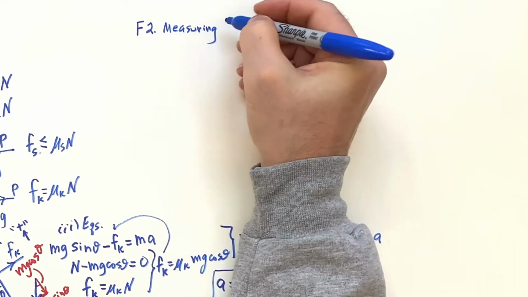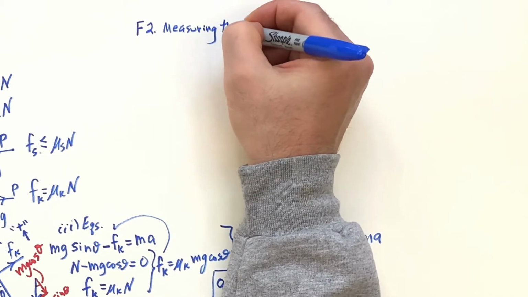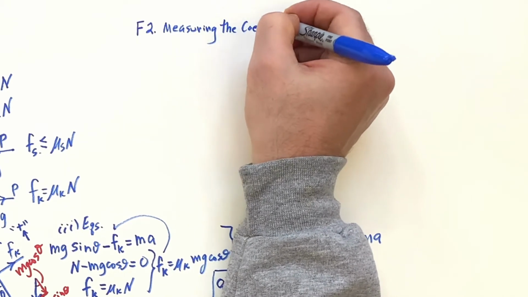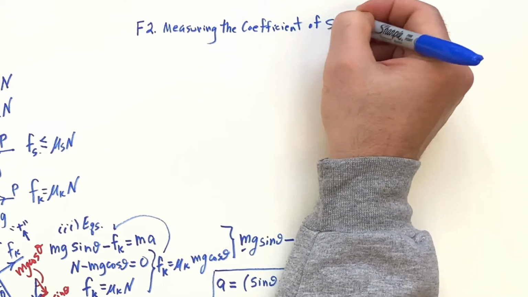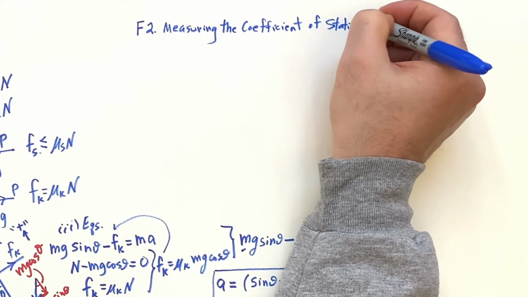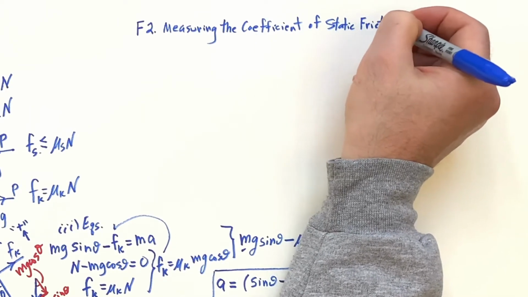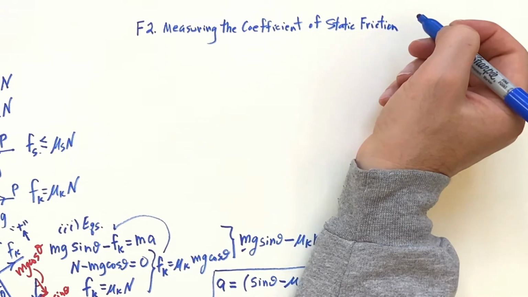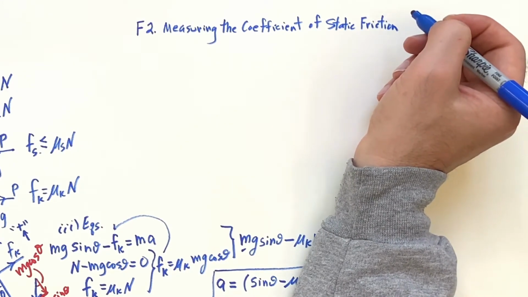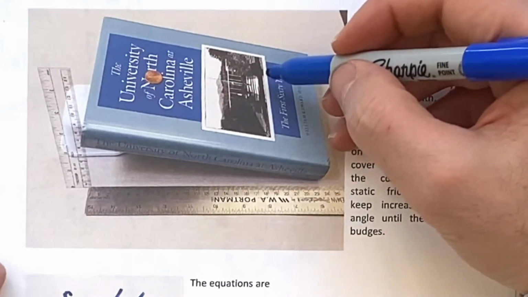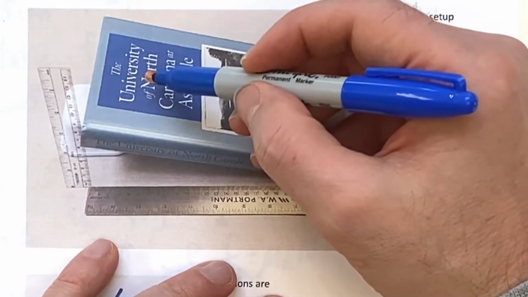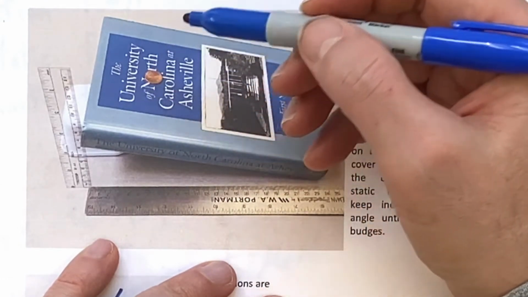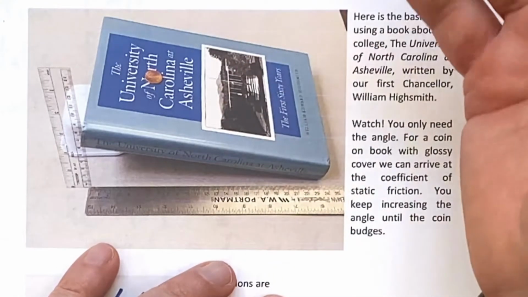This is a nice problem, a practical problem, measuring the coefficient of static friction. This is a fun experiment to do. You get a book, say, some inclined plane, and you put a penny on there, or a coin of some sort, or any object, for example.